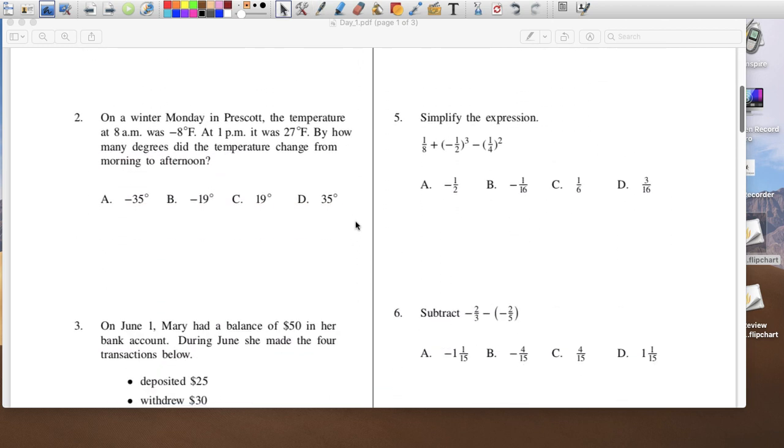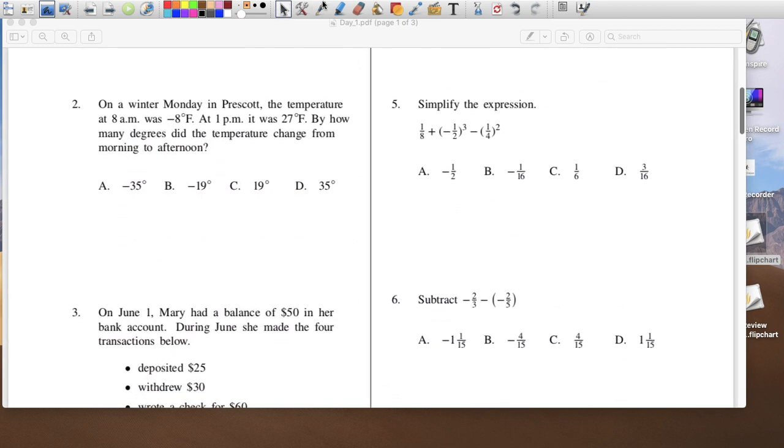Number 2, on a winter Monday in Prescott, the temperature at 8 a.m. was negative 8. So again, I'm going to use this. So 0 degrees, we're at negative 8. At 1 p.m. it was 27 degrees. Wow, big change. So obviously the temperature went up. So let me put 27 degrees up here. By how many degrees did the temperature change from morning to afternoon? So again, remember, we're measuring distance. So the distance can't be negative. So right away, this is garbage and this is garbage, right? We're measuring distance, in a way.